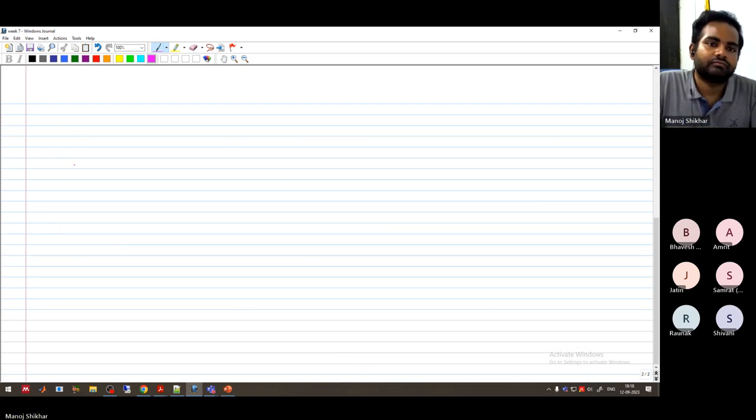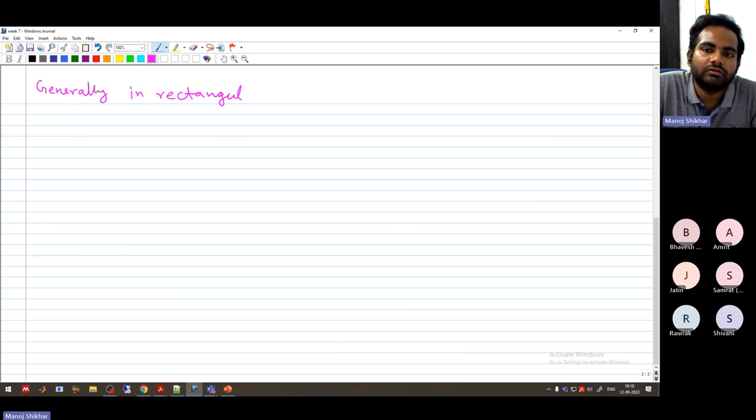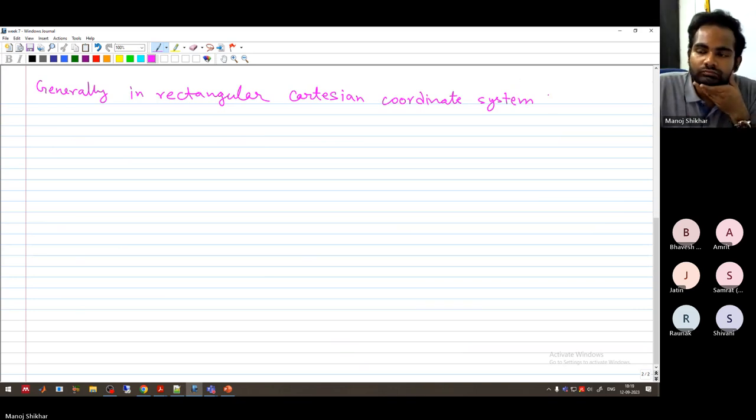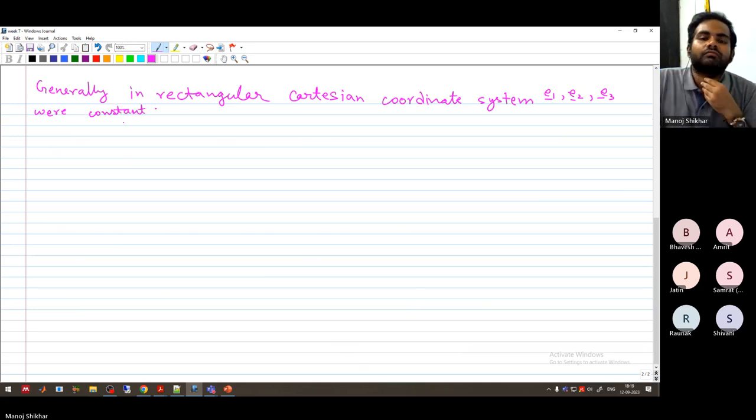One thing to keep in mind: generally in the rectangular Cartesian coordinate system, E1, E2, E3 were constant. So their differentiation with respect to other coordinates was 0.